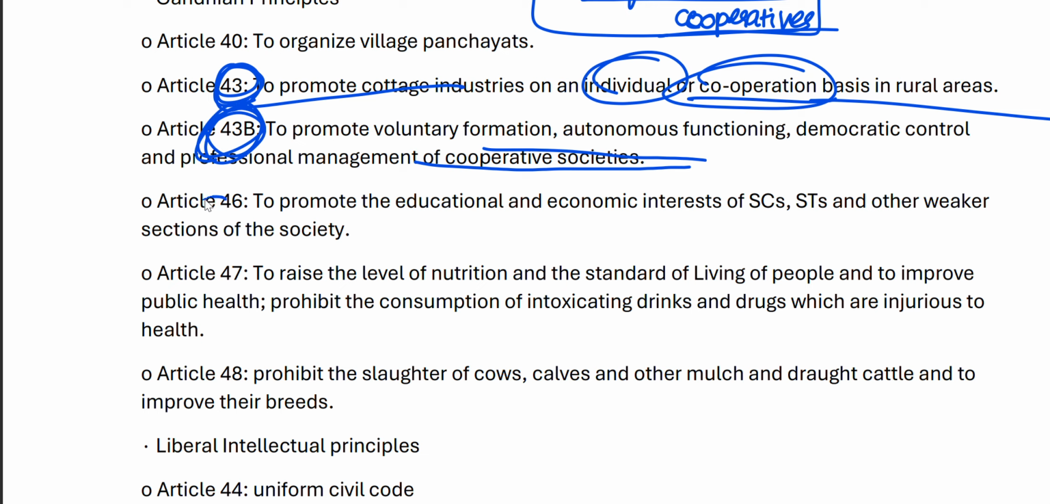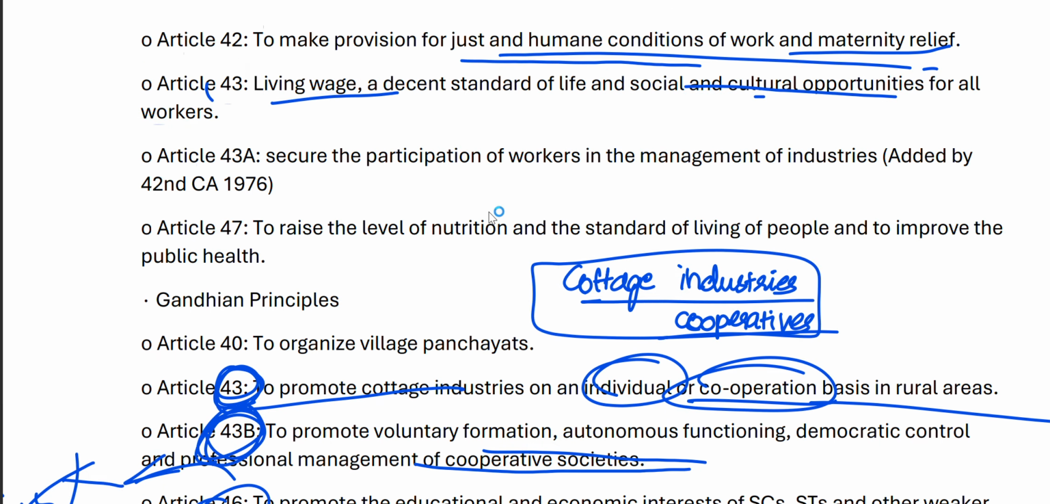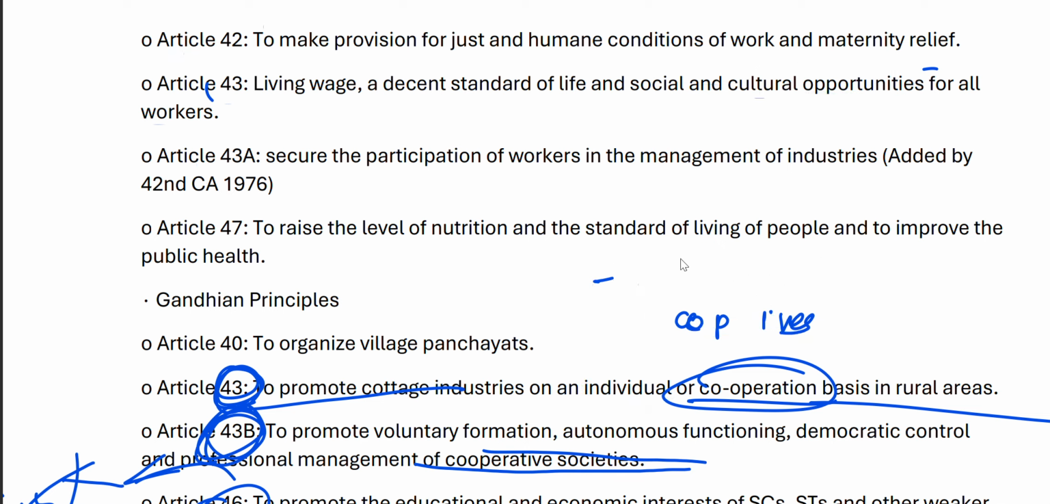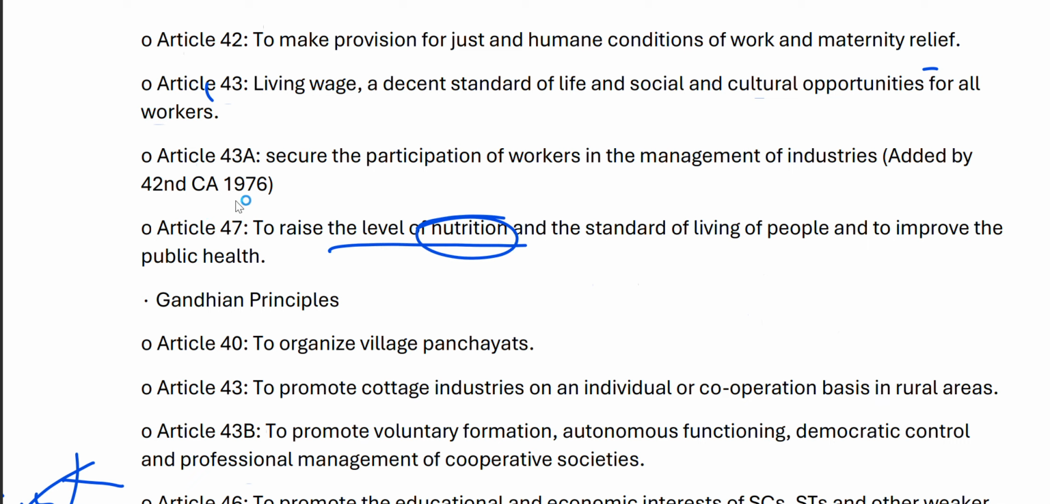Now we have 46. We have seen 45. No, we didn't see 45. But we have seen 47, right? Now 47 is also a socialist principle. 47 is to raise the level of nutrition and the standard of living of the people and to improve public health. We need to raise the nutrition of the people. So 47 is raising the nutrition and the standard of living of the people.